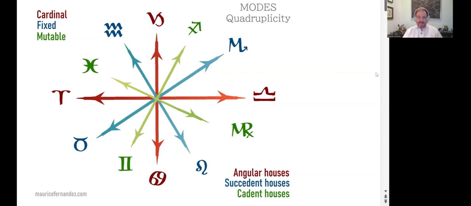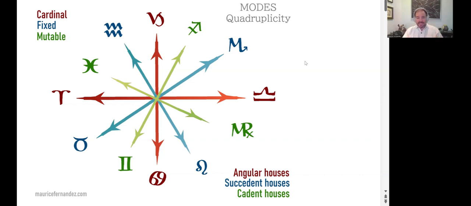And today's topic is the modes, also referred to as quadruplicity, because basically it divides the 12 signs and 12 houses into three, which means there are three groups with four signs in them. So the first one is the cardinal signs, which include Aries, Cancer, Libra, and Capricorn. And it is thematically associated with the angular houses: first house, fourth house, seventh house, 10th house.